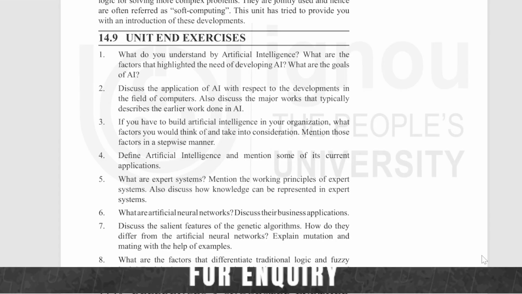Okay, so these are the unit end exercises from unit 14 of MMPC 008. Try to do them. In between any doubt, you can contact us through our contact number. Also you can comment on your comment box.